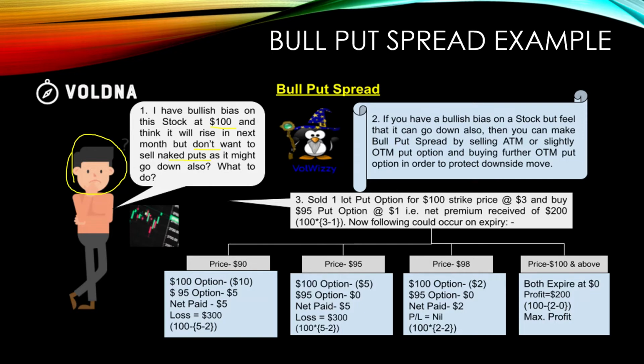If one day some news comes out and this stock starts falling, he doesn't want to be in a position of selling a naked option, or you can say that he does not have that much margin or deep pocket for selling naked put options. So what can he do? If he is bullish on a stock and he also feels that it can come down, and he wants to protect his downside, then he can implement this bull put strategy. So what will be the different scenarios and different profit and loss?